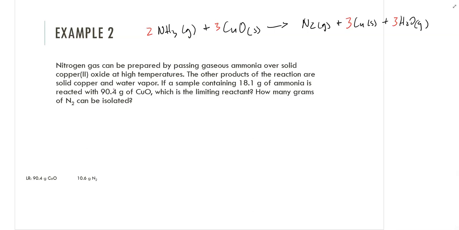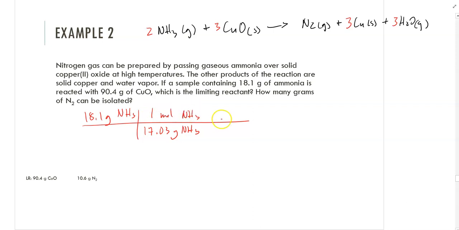Let's see how this works out. Which one is our limiting reagent? I've got to do a little work. 18.1 grams of ammonia, with 17.03 grams of ammonia as the molar mass per 1 mole of ammonia. And then we know that the ratio is 2 to that. Why am I choosing N2? Not just because it's first, but because the question is asking how many grams of N2 can be isolated in a later part. So I can plan ahead and do the comparison between 2 moles of NH3 for every 1 mole of N2.